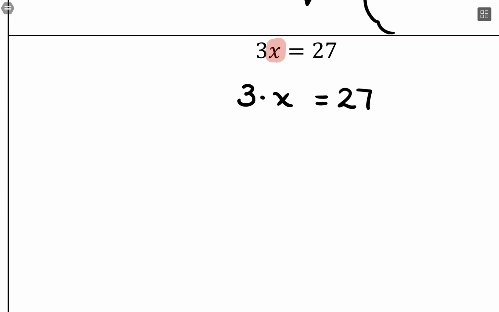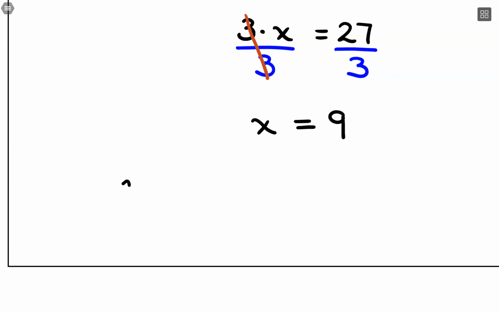So here I can see x is being multiplied by 3. To undo that, what I would do is divide by 3, because then 3 divided by 3 just turns into 1. So I would just have x left over, which is exactly what we want. Since I divided the left-hand side by 3, I need to divide the right-hand side by 3 as well. So 27 divided by 3 is equal to 9.